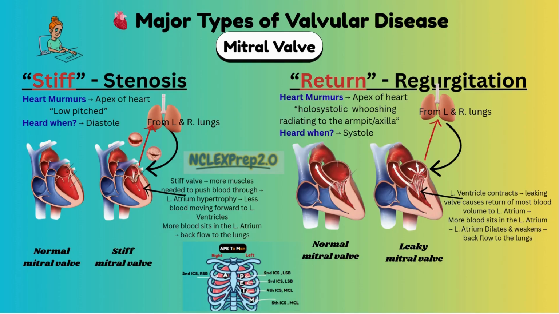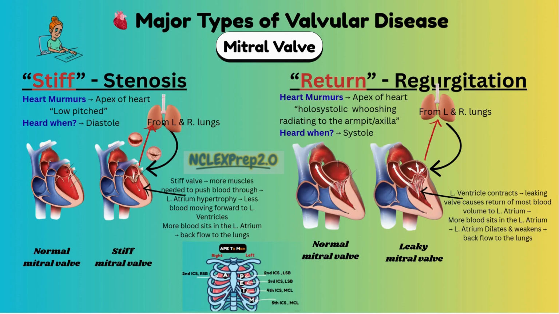Mitral regurgitation. The mitral valve does not close completely when it's supposed to during ventricular systole. Therefore, when the left ventricle contracts, the leaking valve causes return of most blood or stroke volume to the left atrium. More blood sits in the left atrium, and this time the left atrium will dilate and not hypertrophy. It dilates because the muscle needs to overstretch and accommodate more blood volume, some coming in from the lungs and some backing up from the left ventricle due to the leaky mitral valve.